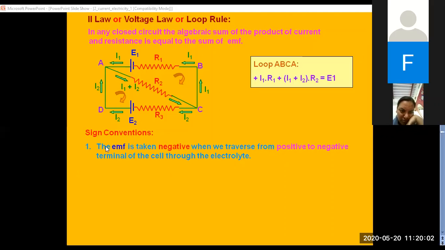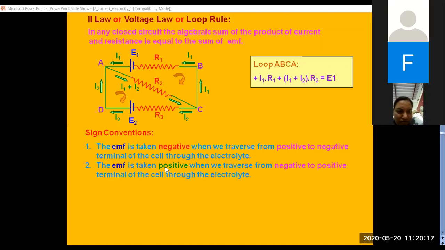Check your sign convention. EMF will be taken negative when we transfer from positive to negative. If it's from plus to minus, EMF will be taken as negative. EMF will be taken positive when we move from negative to positive. This will be when you solve problems. Just keep this in mind.